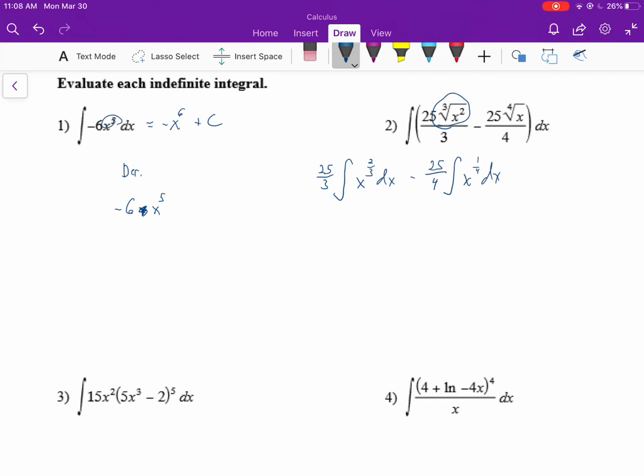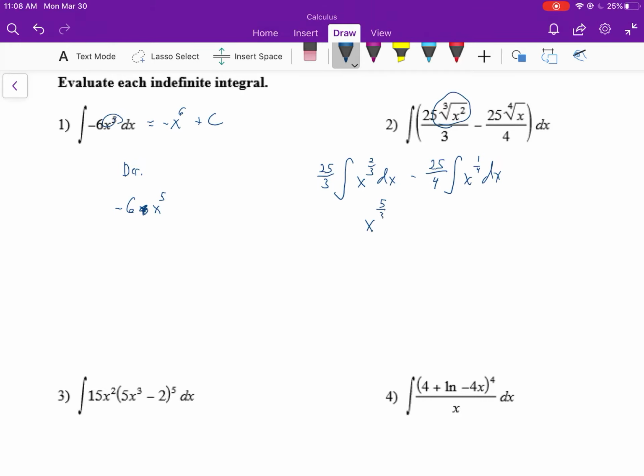And now we can integrate. So thinking through this x to the 2/3, that's going to go up by 1. So 2/3 plus 1 is 5/3. The 25/3 is still here, and then we multiply by the reciprocal of the new exponent. So then we have minus 25/4, and then this is going to be x. This goes up by 1, so that's 5/4, and we multiply by the reciprocal. And then we put a plus c, and then we do simplifying.